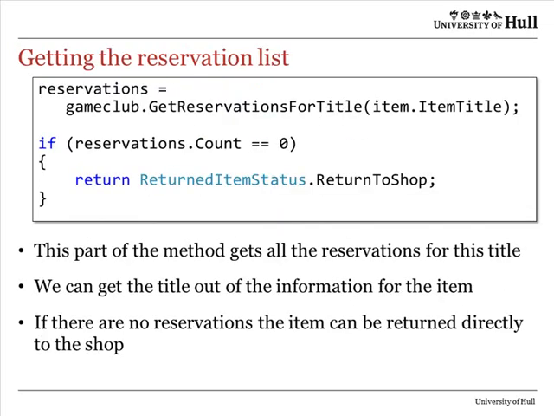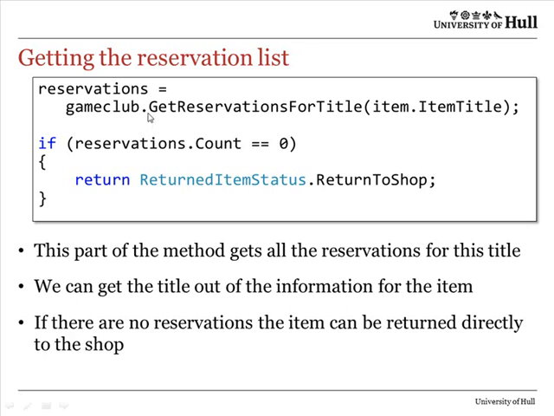Okay, so here you go. This is using the get reservations for title, which you've already just seen. The GameClub gives me this, so I can give the title of an item to this method, and it'll come back and give me a list of reservations. If the count of that list is 0, in other words, no reservations, just return straight away and say, okay, put it back in the shop. We don't care. So this is the simple path. No reservations, straight back in the shop, and the code just does this.